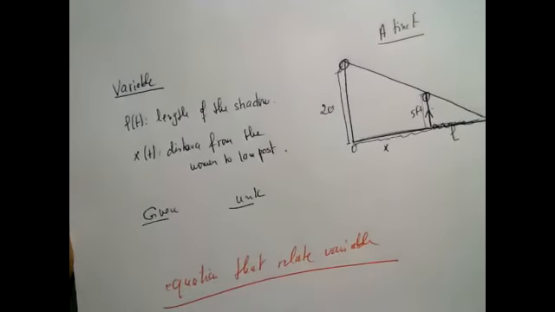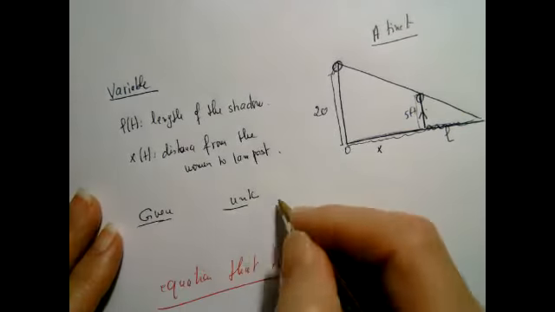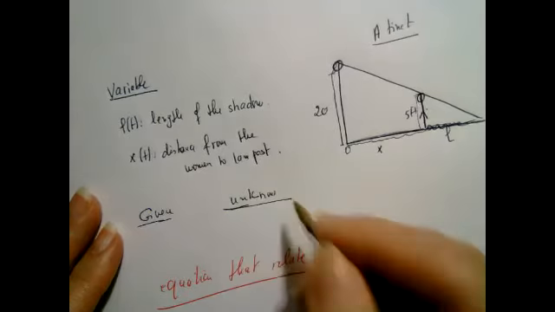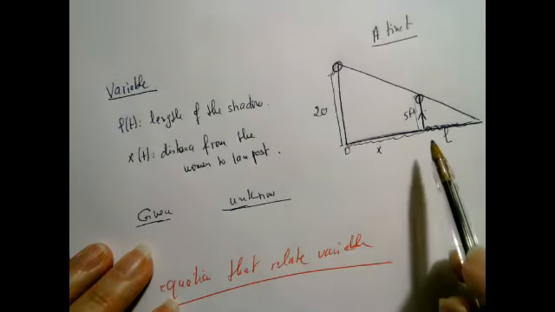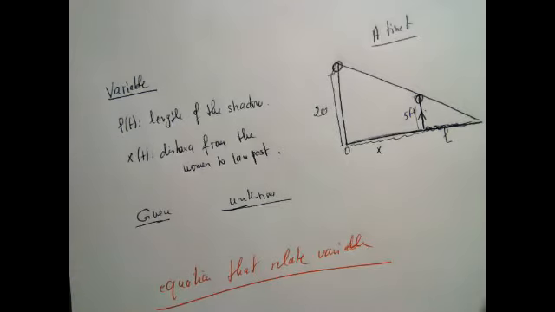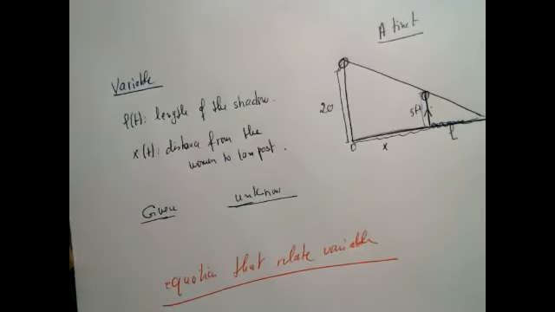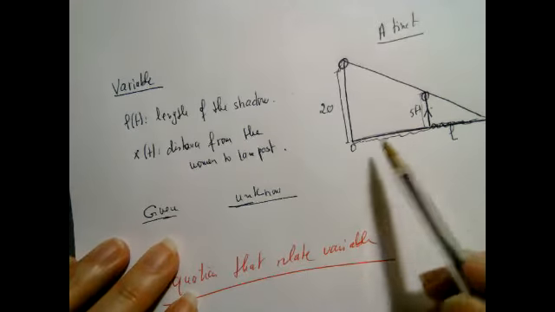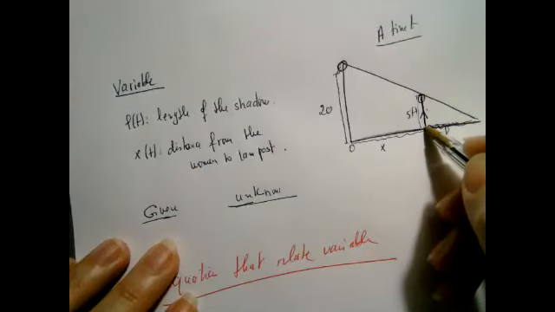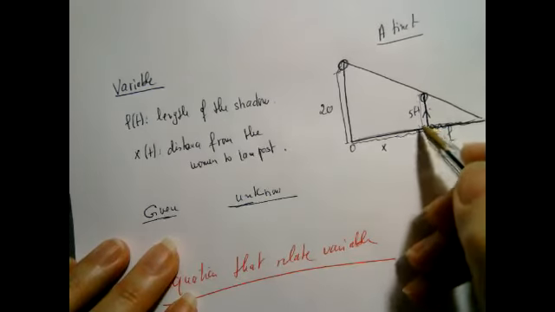Now, what's given to us? It means which rate is given to us. What do we know? The speed of which one do we know? They tell us very clearly that a 5 feet tall woman walks at 8 feet per second toward a street light. So the 8 feet per second represents what in my scenario? The speed of the woman.